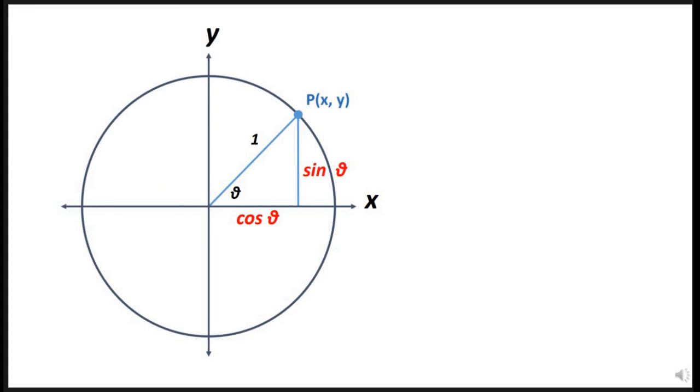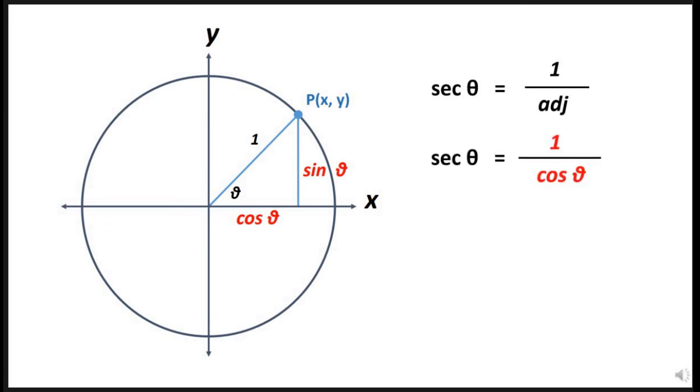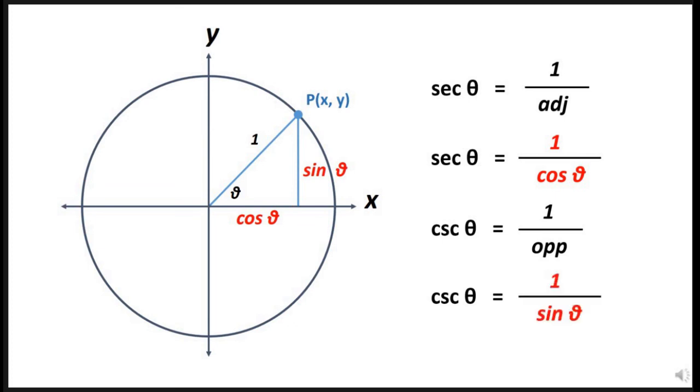The identities for the secant and cosecant follow the same pattern. We know that the secant of our reference angle theta is the ratio of the hypotenuse to the adjacent side. Again, we know the adjacent side to be equal to the cosine of theta. Therefore, the secant of theta is equal to 1 over the cosine of theta. And lastly, we know that the cosecant of our reference angle theta is the ratio of the hypotenuse to the opposite side. Therefore, the cosecant of theta is equal to 1 over the sine of theta.